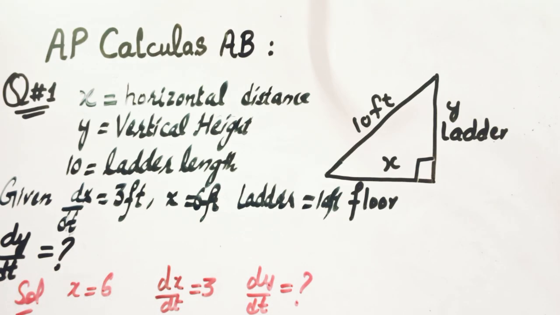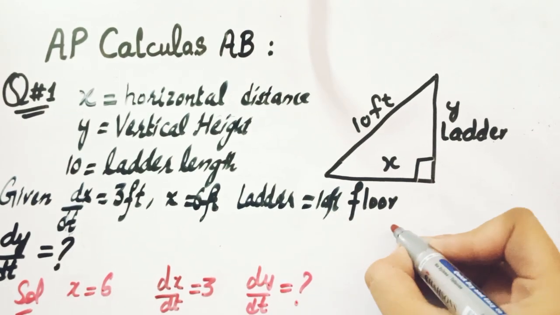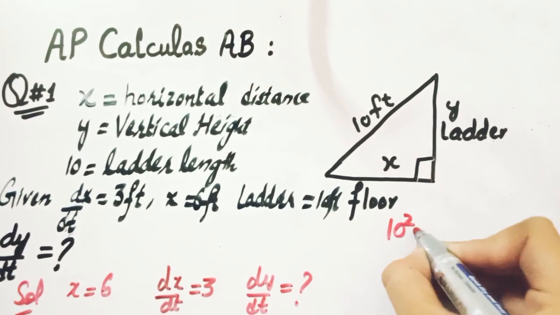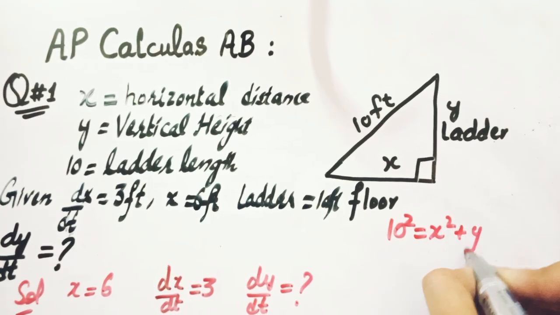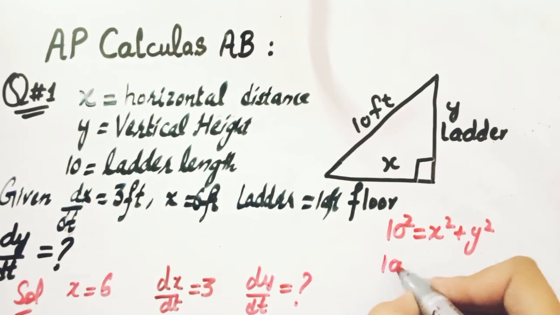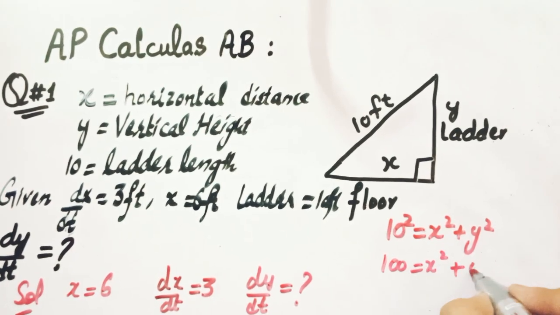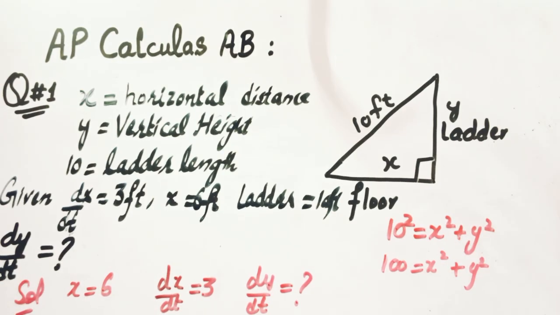So first of all we will make a mathematical relation here. Applying the Pythagorean theorem, we get 10 square equals x square plus y square. 10 square is 100, that equals x square plus y square. We need a bridge connecting x and y. Looking at our diagram, the wall and the ground form a perfect 90-degree angle. This allows us to use the Pythagorean theorem, where x squared plus y squared equals the hypotenuse squared, which is 10 square, that is 100.